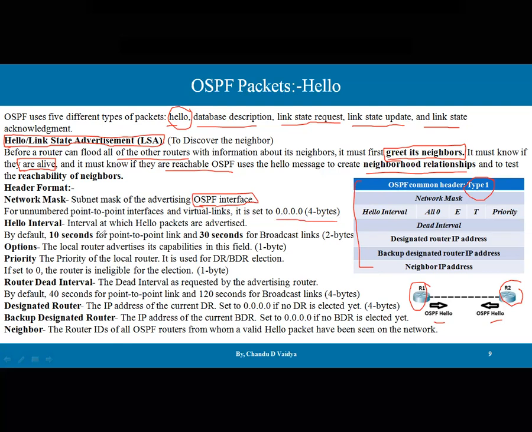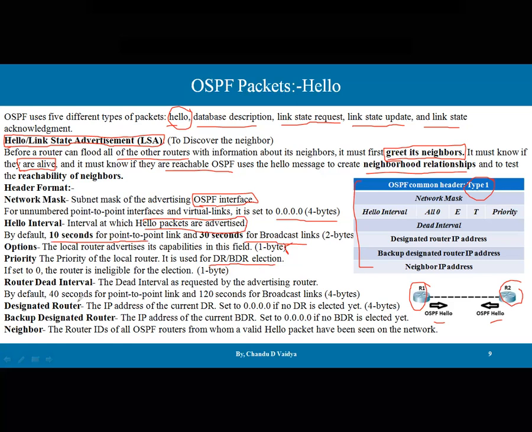Then the hello interval: the interval at which hello packets are advertised. What is the time of sending the hello packets? By default it is 10 seconds for point-to-point and 30 seconds for broadcast links, guys. Then there is the options field, where the local router advertises its capability. Then the priority, the priority of the local router, is used for the election, the DR and BDR election. If it is set to 0, the router is ineligible for the election. And if it is set to 1, it is eligible for the election.